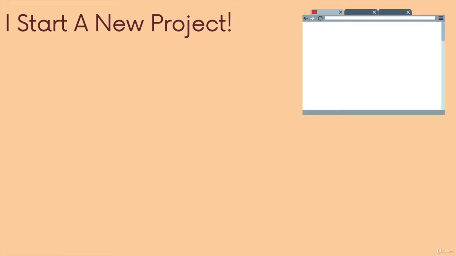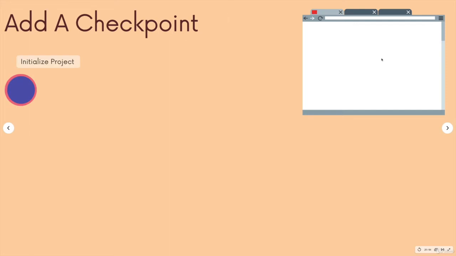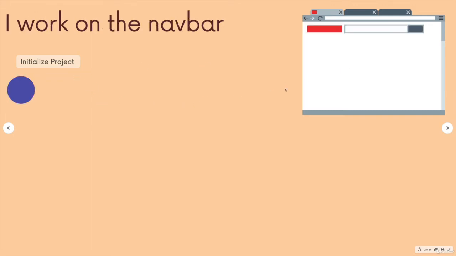So here's a somewhat more realistic example. I'm working on some project, a website. This is the progress of the website up top. So right now it's empty. With Git, I create checkpoints. So checkpoints are like save files I can go back to. So I have my first checkpoint, initialize project. There's nothing up there. But then I do some work.